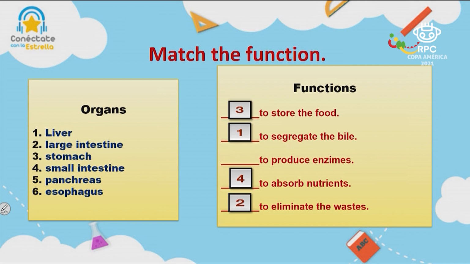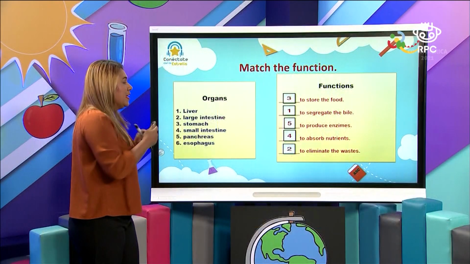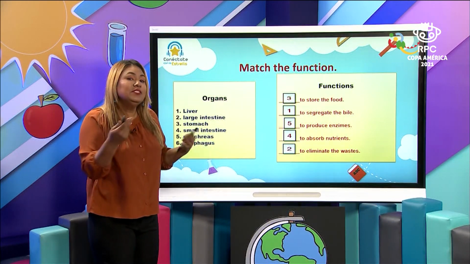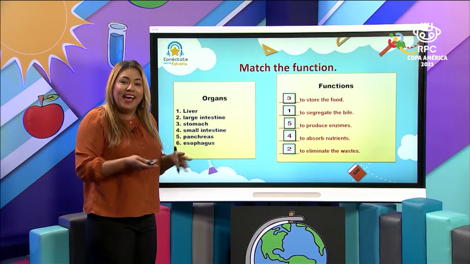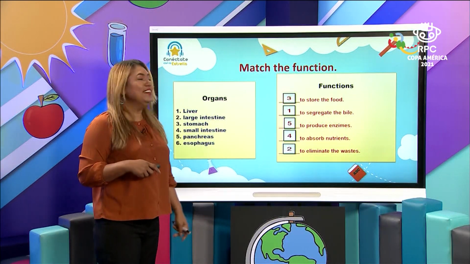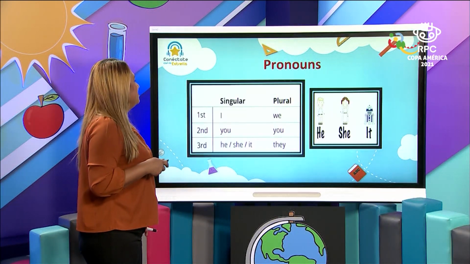And at the end, we have to produce enzymes. We have the number 5, the pancreas. As you can see here, we have 6, and here we have 5. It was on purpose. This is to make you analyze and try to find the correct function of the organ. Okay, let's continue, guys.